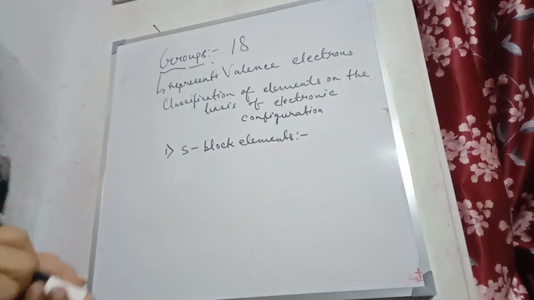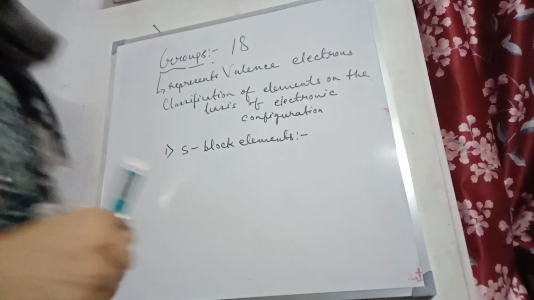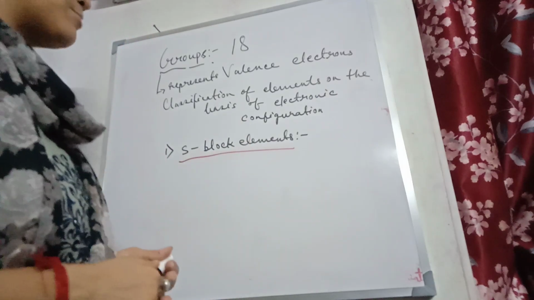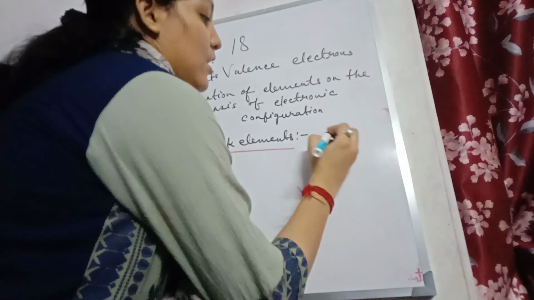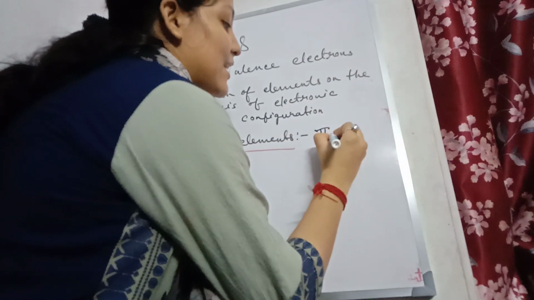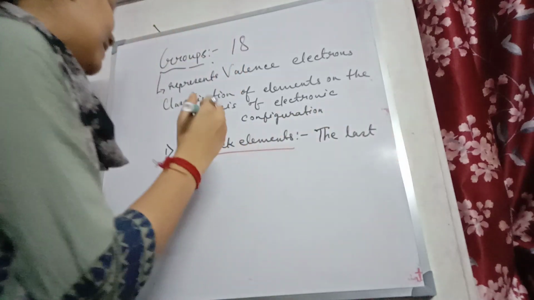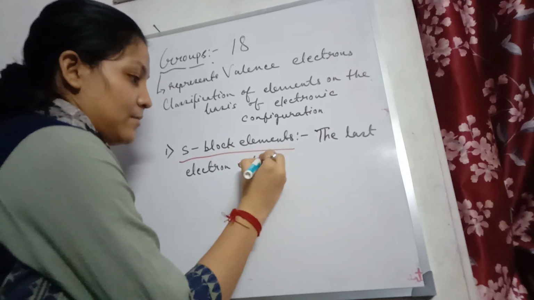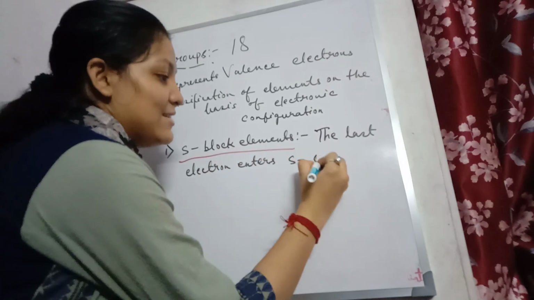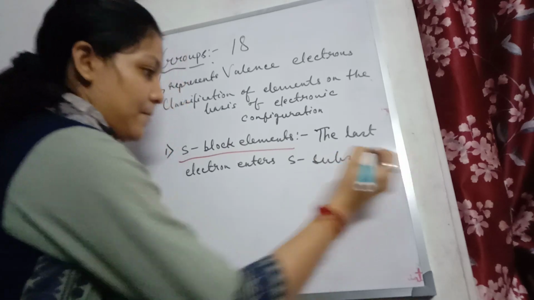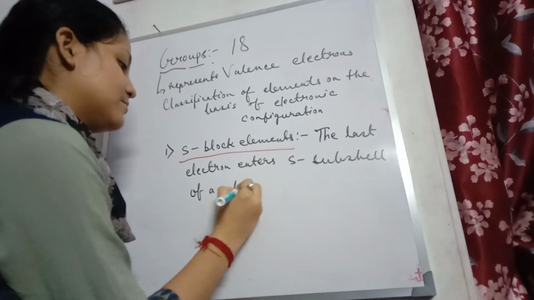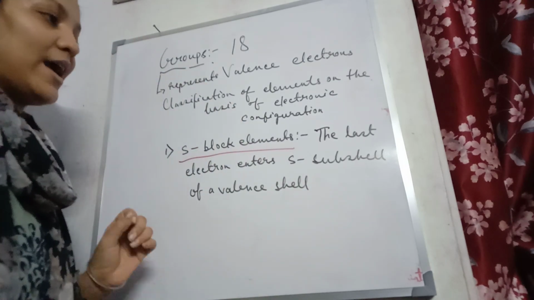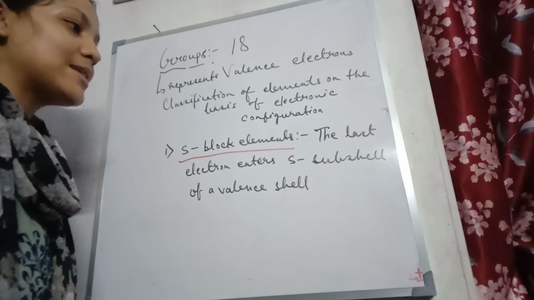Number 1, the first one is your S block elements. Now what is an S block element? How can we understand that a particular element is an S block element? When the last electron enters the S subshell of a valence shell. S block elements are those elements where the last electron enters the S subshell of a valence shell.